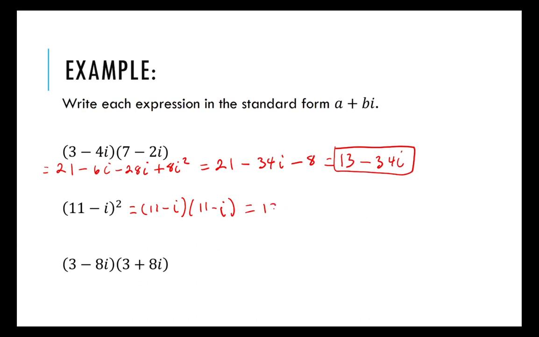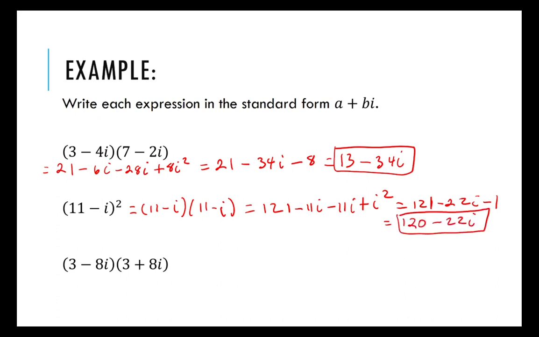11 times 11 is 121, minus 11i, minus 11i, plus i squared. Then that's going to give us 121 minus 22i, because they are like terms because of the i. Plus i squared is really minus 1. Then 121 minus 1 is 120 minus 22i. There we are.